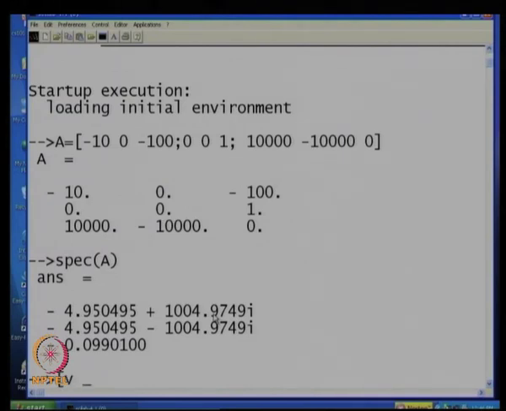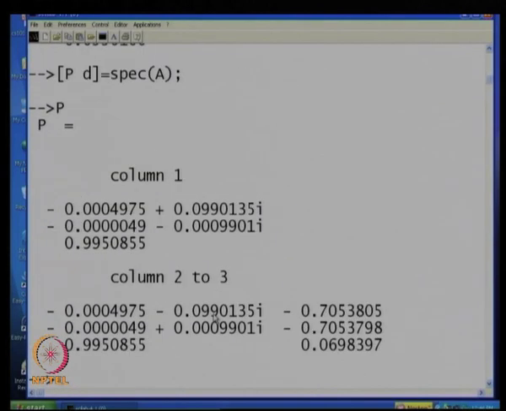Now, if you want to get the right eigenvectors, you have to use this command, and P gives you the right eigenvectors.